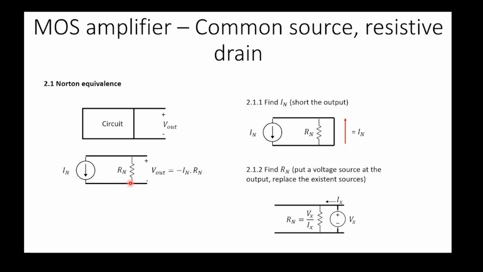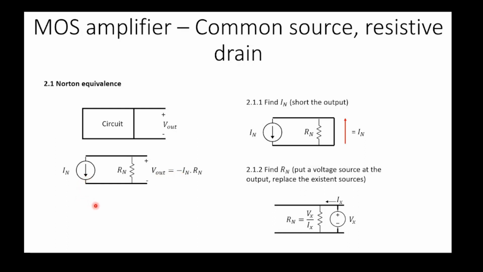For the lower voltage point, because it's lower, I can just reference this to be 0. 0 here doesn't mean that it's connected to the ground, it's just a reference to say that it's 0. So if I want to know the voltage over here, it would be 0 minus the voltage drop on the resistor, so 0 minus IN times RN. So that's why we have V out equal to minus IN times RN.